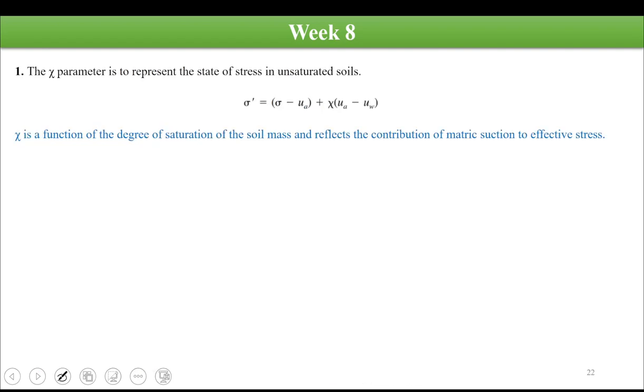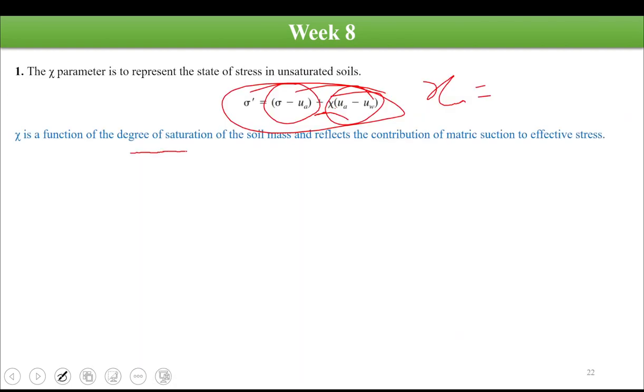The first one is that the effective stress parameter is to represent the state of stress in unsaturated soil. So if we see here, the state of stress in unsaturated soil is represented by sigma minus ua minus uw. That is how much suction is there, and the x value is usually the ratio. So this ratio actually represents the state of the stress, right? Even from this equation, we can see that this x value will represent what the state of the stress is there. Okay. Because it is a function of degree of saturation of the soil mass and reflects the contribution of matric suction to effective stress.